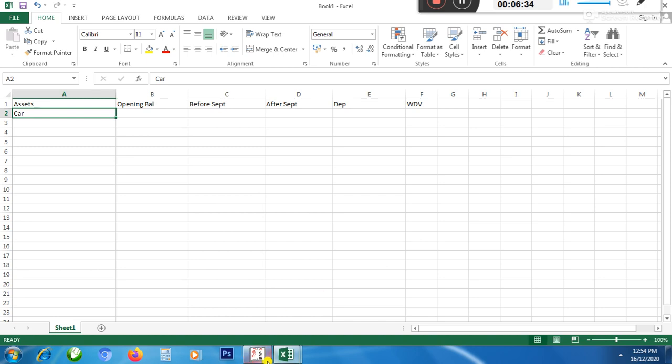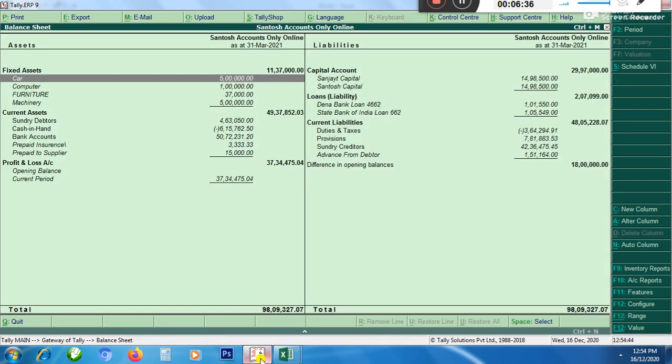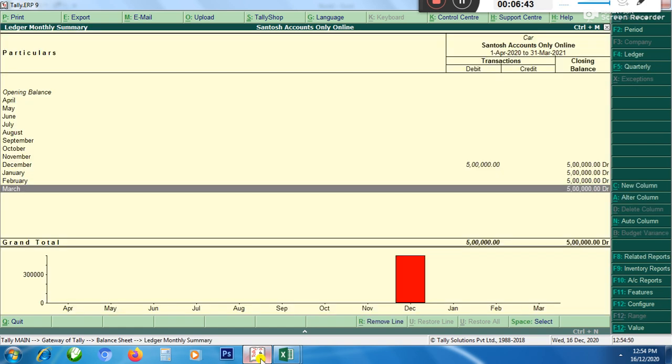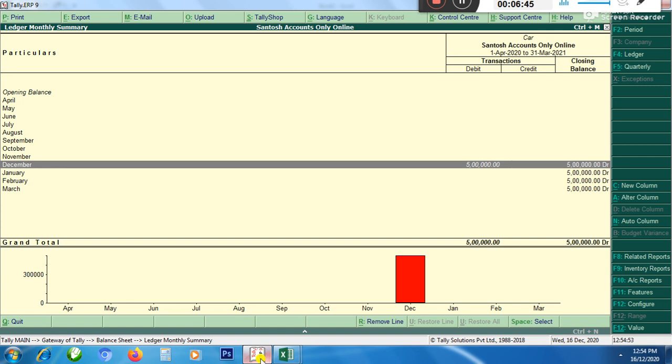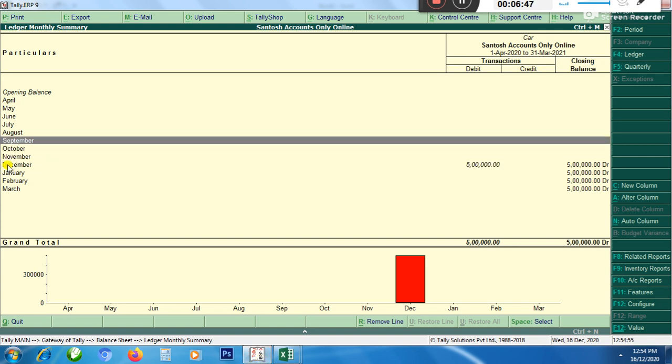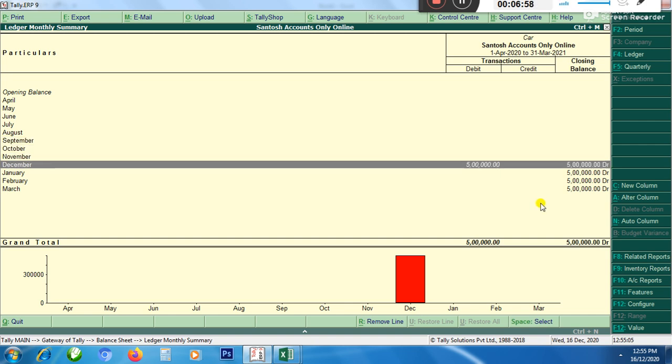So the important thing is, to calculate depreciation, first go to the balance sheet, fixed asset. I want to calculate the depreciation on car. Press enter on car here. See, the car is purchased in December, that is after September. When any asset is purchased after September, we have to calculate what? Half the rate of depreciation.